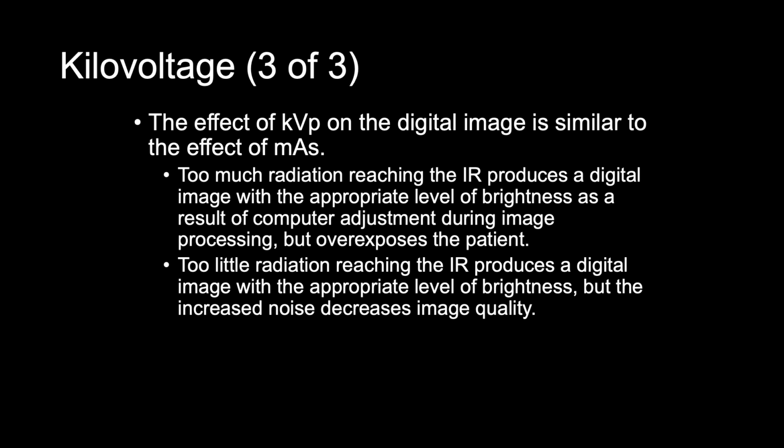The effect of kVp on the digital image is similar to the effect of mAs. If we have too much radiation reaching the IR, this produces a digital image with the appropriate level of brightness as a result of computer adjustment during image processing, but it will overexpose the patient. If you have too little radiation reaching the IR, this produces a digital image with the appropriate level of brightness, but the increased noise decreases the image quality.